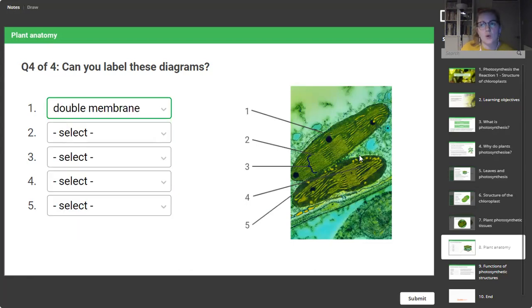What I would always say with these questions, if we're a bit unsure, is actually go through them all, and then if you change your mind later and go, actually no, I think 5 is the double membrane, you can go back and change it.